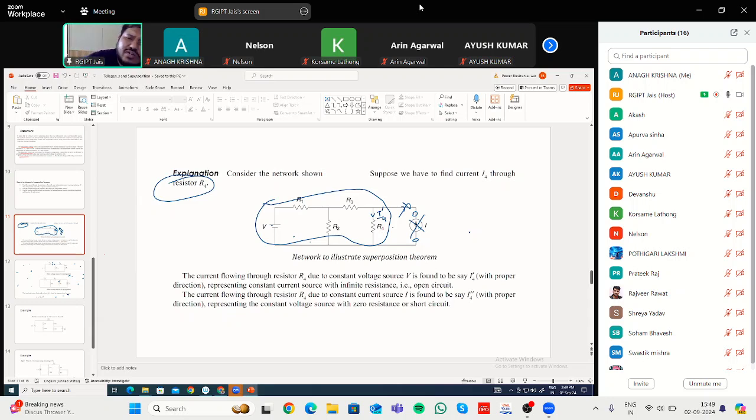when this current source has been deactivated, due to this voltage source, what is the current flowing through this R4? We have considered it to be I4 dash. Given R1, R2, R3 and voltage V, you will be able to find out that current. So you have found I4 dash due to the voltage V, the current flowing through this R4.